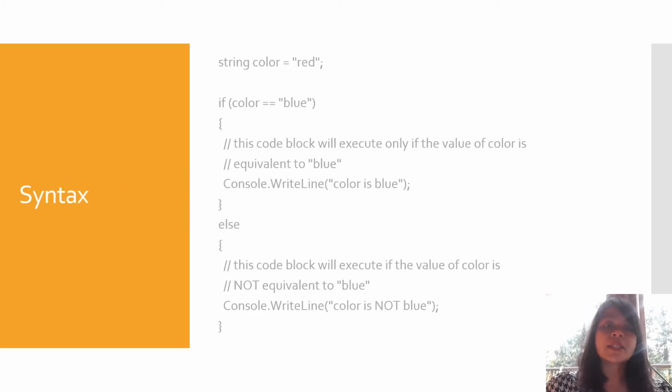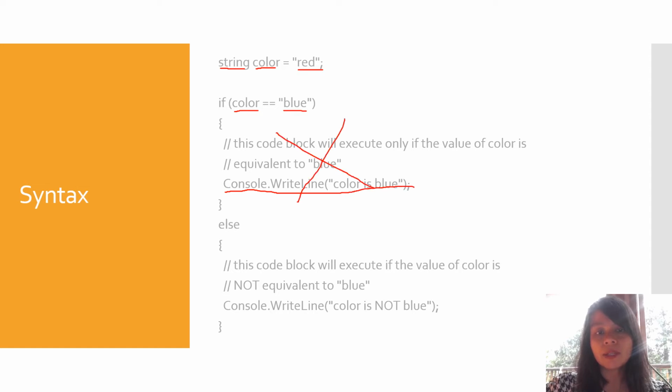Here we have an example. Again, we have a variable, the data type is string, the variable name is color, and the value is red. Now we're evaluating whether the value of color is blue. It's not. If it is blue, it will execute this, color is blue, but it's not. So it's going to execute what's in else.